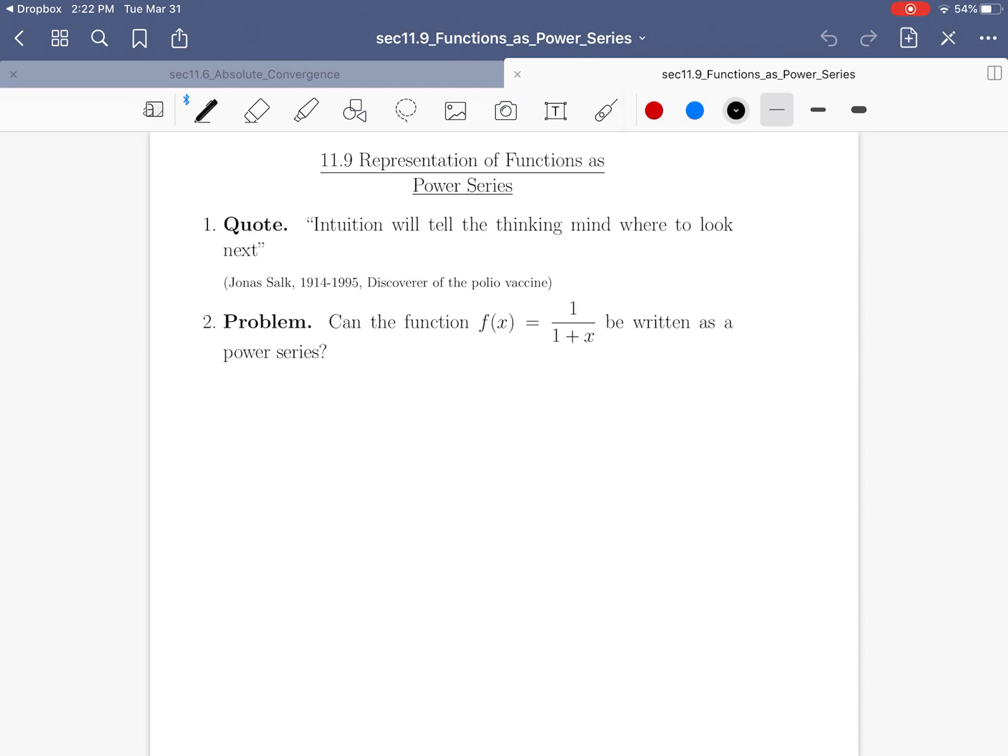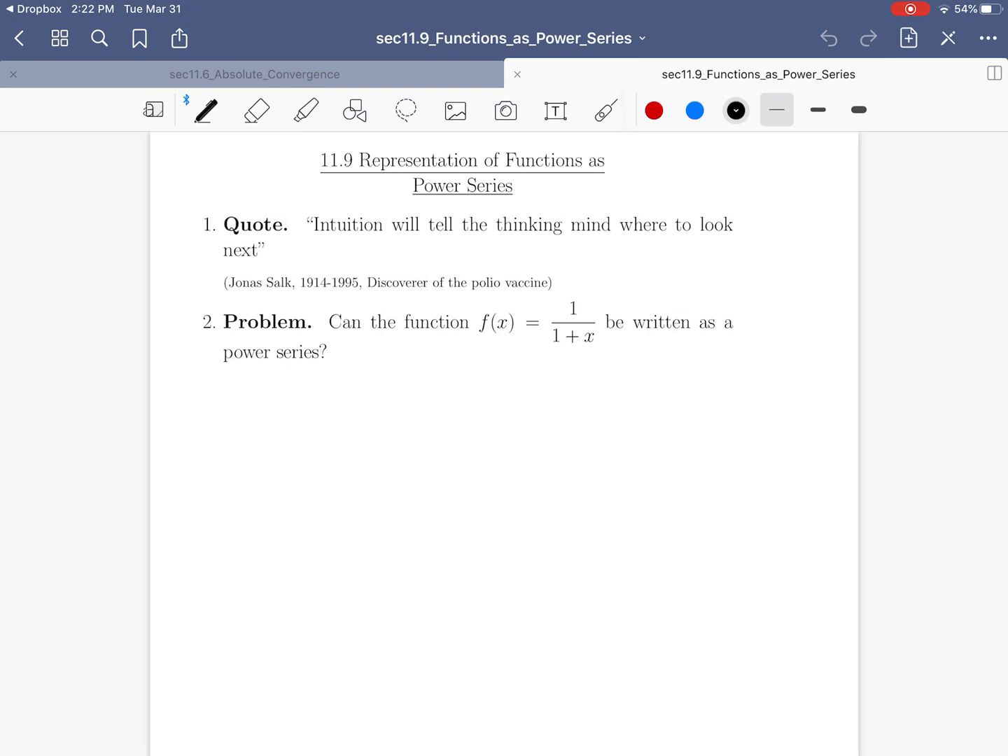You already saw an example of this last time with the function 1 divided by 1 minus x. Now we're going to see how to build representations of more general functions as power series, and this is going to lead you nicely into the next section, section 11.10, where you're going to talk about Taylor and Maclaurin series. Okay, so let's get started with the following problem. Can the function f of x equals 1 divided by 1 plus x be written as a power series?